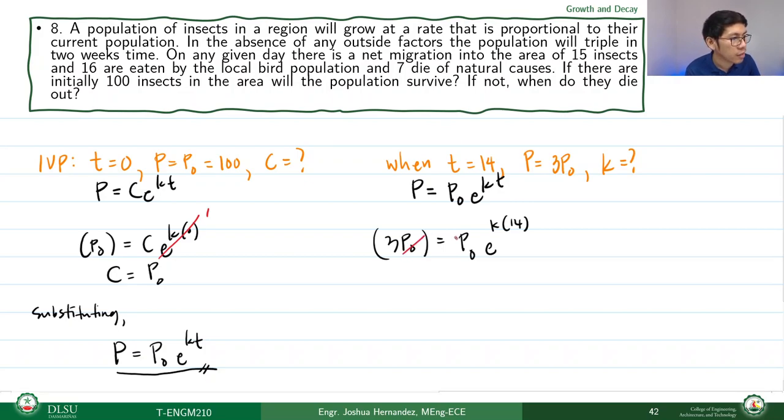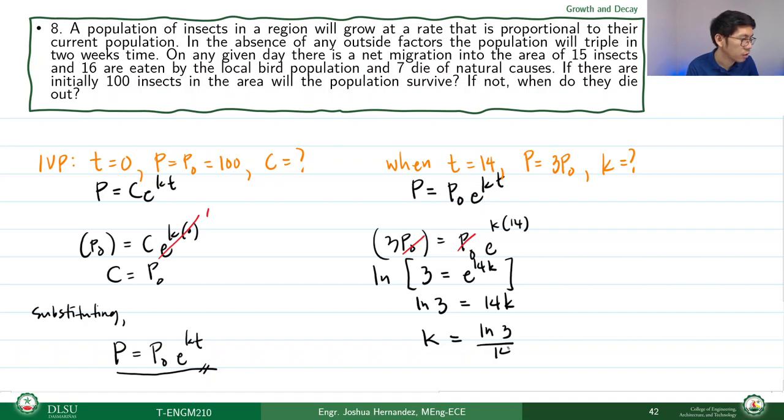P naught cancels out here. So we're left with 3 equals e raised to 14k. Right? If we ln both sides, we'll have ln 3 equals 14k. Thus, k is ln 3 all over 14.